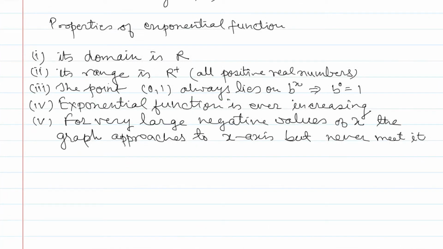Now let's revise the properties of exponential functions. First, its domain is R. Second, its range is R plus, that is all positive real numbers. Third, the point (0, 1) always lies on b raised to the power x, that is b raised to the power 0 is equal to 1. Fourth, b is greater than 1. Fifth, for very large negative values of x, the graph approaches the x-axis but never meets it. It means that the graph is asymptotic to the x-axis.